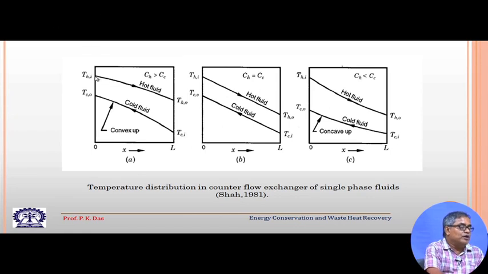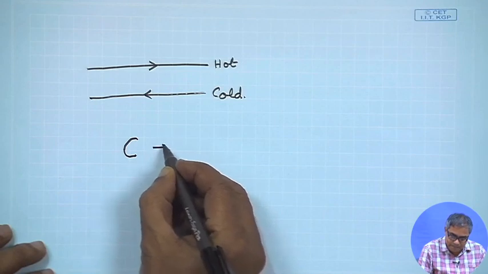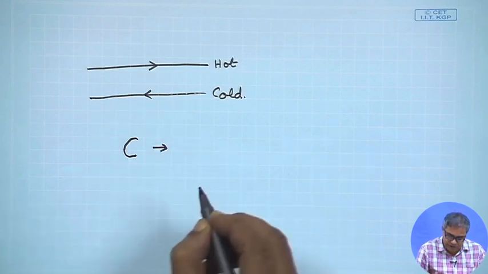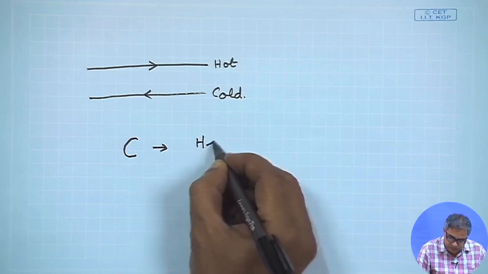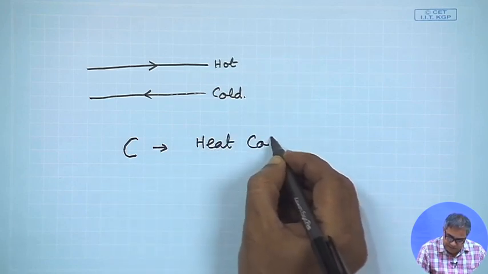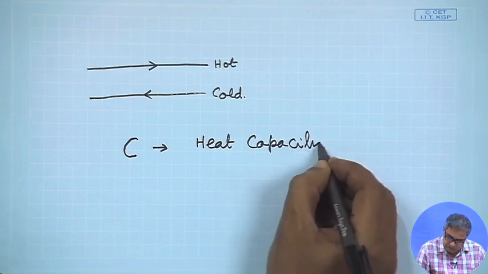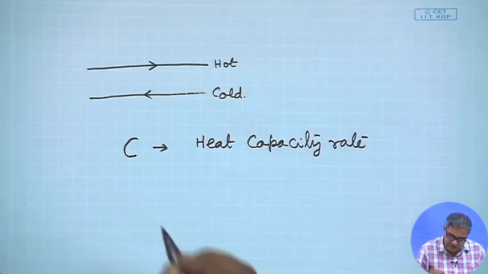The hot fluid enters at THI and goes out at THO, its temperature will fall, and then the cold fluid enters at TCI and goes out at TCO, its temperature will increase. This is for a case when CH is greater than CC. So, C is a quantity which needs to be defined. C is called the heat capacity rate.